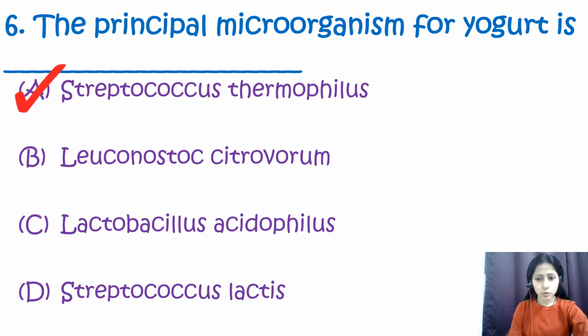Even Streptococcus thermophilus, this is one microorganism, but two microorganisms are responsible. The one more is Lactobacillus bulgaricus. Here the option is not given, but for your information you can note it down. These bacteria are added to milk, and then the milk will ferment and produce lactic acid, which will cause the milk to coagulate and form a thick tangy yogurt. So here the correct option is option number A.